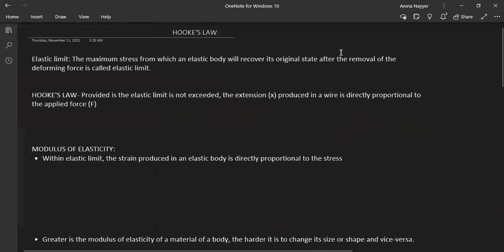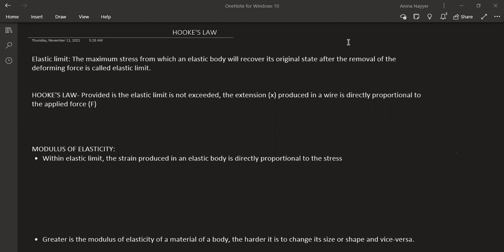Now class, you have Hooke's law. Hooke's law is very easy. This lesson is very easy in comparison to other lessons. See, there's an elastic limit of every body. Elastic limit means there's a maximum stress that is applied, after which if that limit is crossed, the body will not be able to recover its original state.